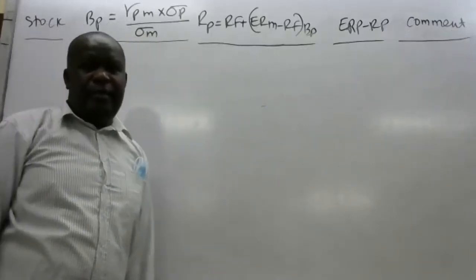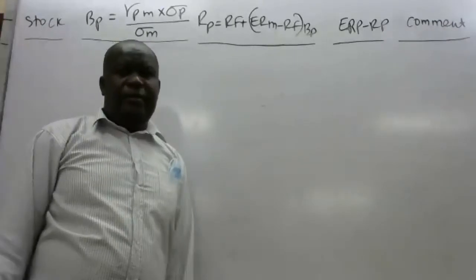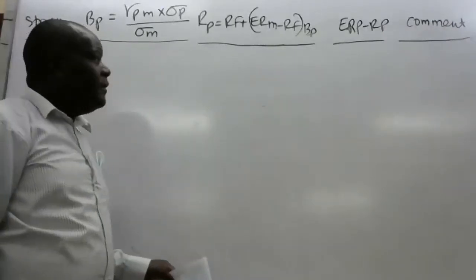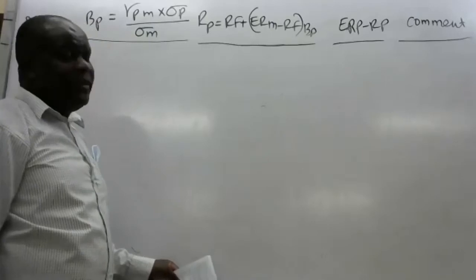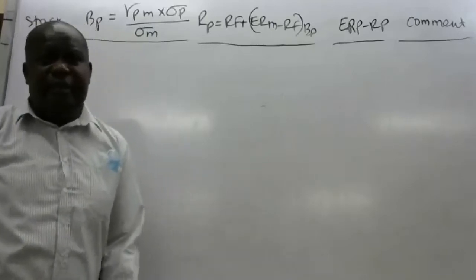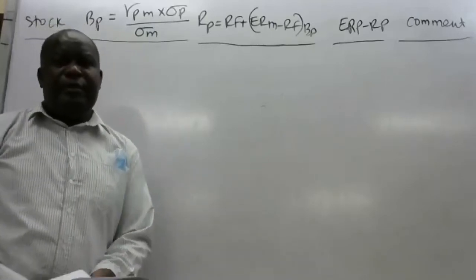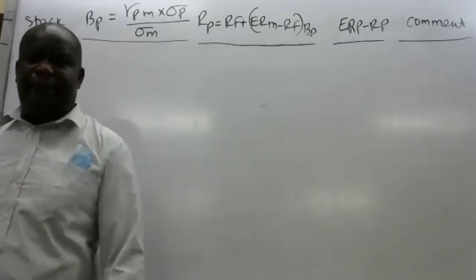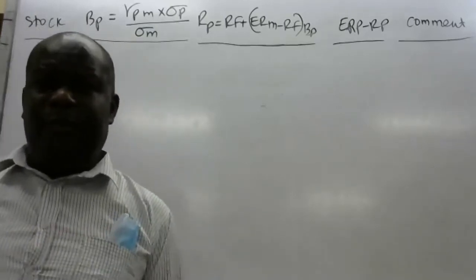So we start off with stock A. The explanation there is that we are using the CAPM. When we use CAPM, we require the beta factor. The beta factor was not given.